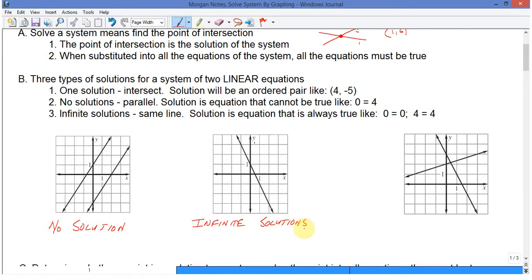Now, the third way in which they can intersect is where they cross in one point. These are the only types of solutions the lines can ever have. In this case, these two lines cross and intersect right there. This would be the case where the system has one solution.